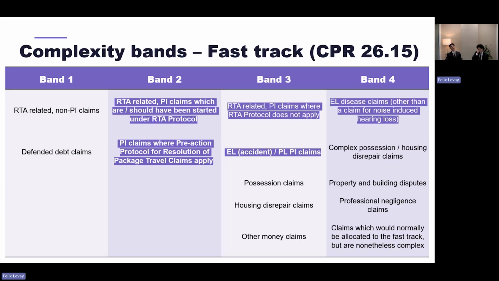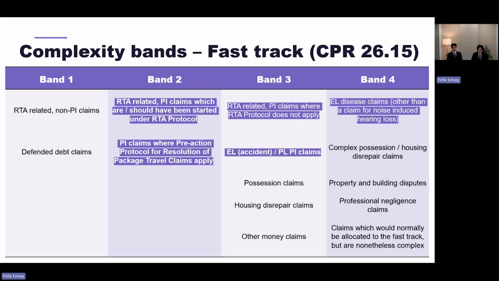Perhaps one example that springs to mind where there's certainly room for argument is things like LVI, low velocity impact, where we might be able to fall into that catch-all of claims that would normally be allocated to the fast track but are nonetheless complex. There might be argument, especially with claimants, to say, well, a case like that needs to fall within band 4, and that would then give them a little bit of headroom to do the necessary argument on both sides.